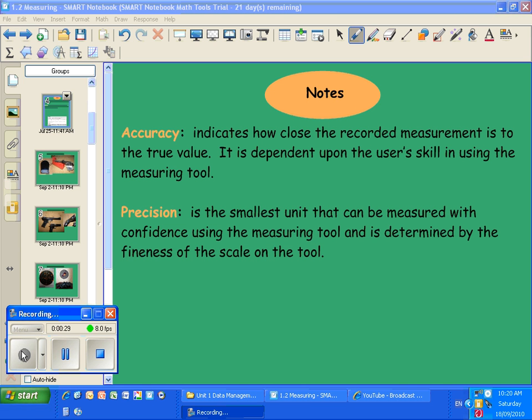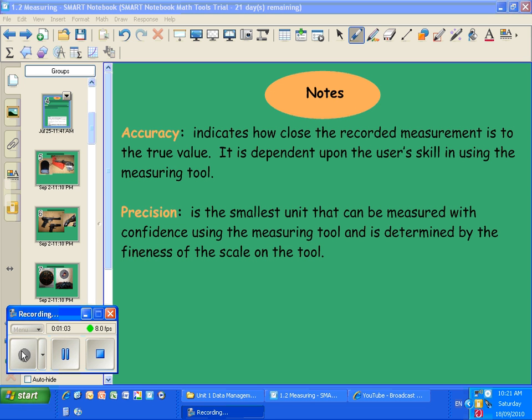First of all, I'll give you a definition for accuracy and precision. Accuracy indicates how close the recorded measure is to the true value. It's dependent upon the user's skill in using the measuring tool. So with accuracy, if you know how to use the tool, you'll probably have a pretty accurate result. If we talked about a ruler, if you use the ruler properly, a measuring tape, a thermometer, and we're going to see in a minute, lots of the guys were interested in guns and shooting accurately. So here we'll put a couple examples in regarding that.